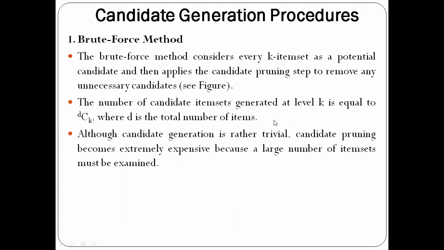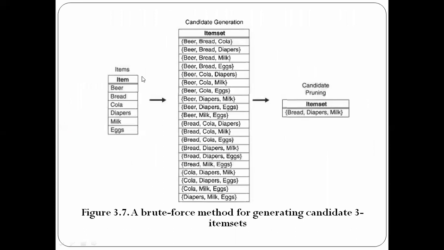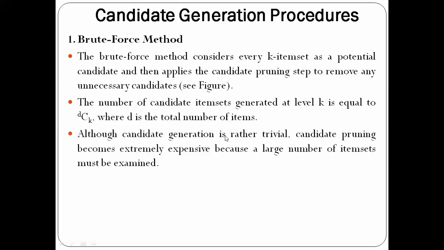So in general, if there are d items in the list and you are at level k, then the total number of candidate item sets generated will be dCk. Here it is 6C3, since the total number of items is 6 and we are at level 3. That is very, very huge, and it is very, very expensive. That is the disadvantage of the first method.